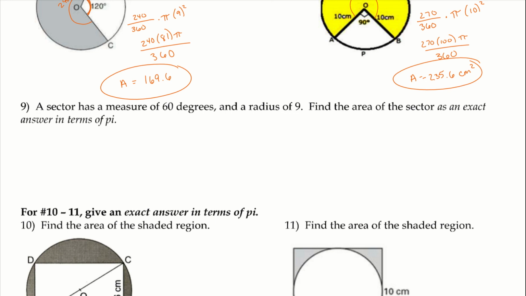Alright, so we have a circle. Let's go ahead and draw a picture, since we don't have one, that's a good place to start. If you do not have a picture, always draw one, even if it isn't exact. I know that we have 60 degrees here. The radius is 9. And we want to find the area of the sector as an exact answer in terms of pi. So we have our picture set up, so let's go ahead and plug everything in. So I have 60 all over 360 times pi times 9 squared.